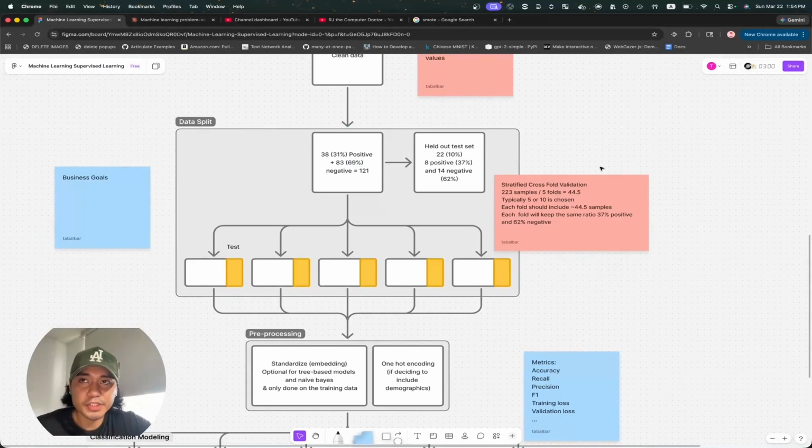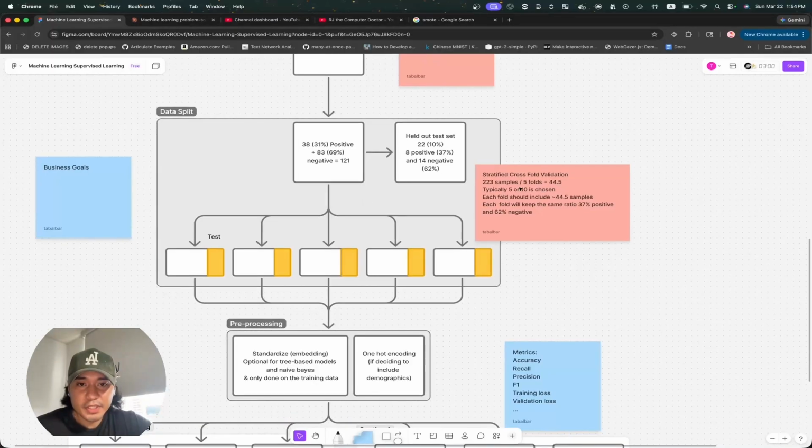Okay, so another method that you can use if you don't have a lot of data points is stratified cross-fold validation, which is basically you would build 5 or 10, typically 5 or 10 is chosen, for the number of folds that you have. And then you would build these 5 or 10 different models based on a similar ratio that you had in your data set. So if you had 31% as positive and 69% as negative, then you would keep that ratio of 31% positive, 69% negative, and you would also separate out a test set.